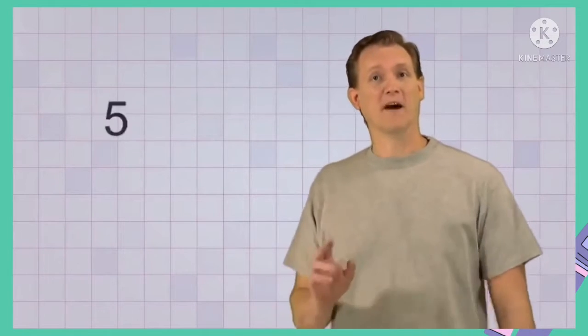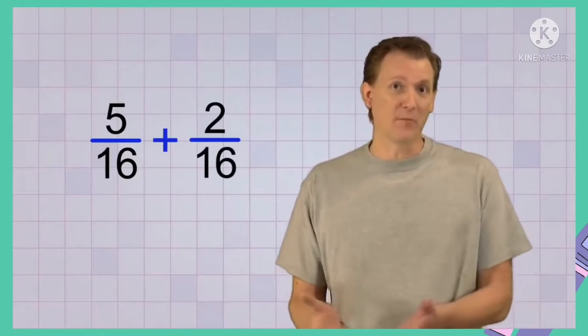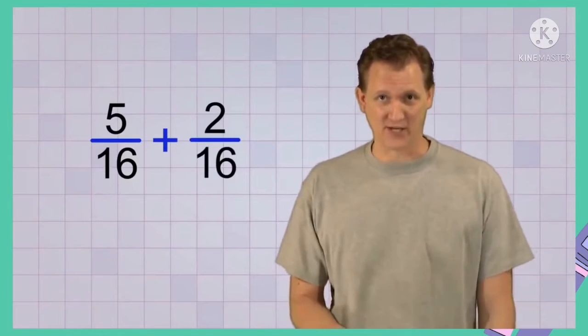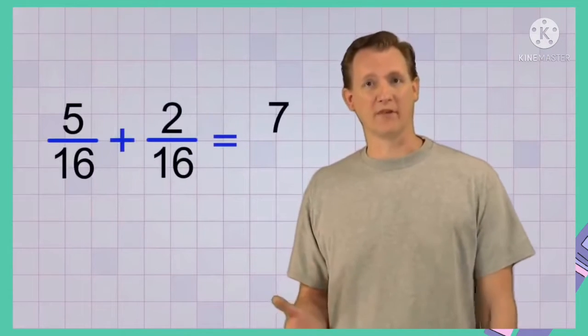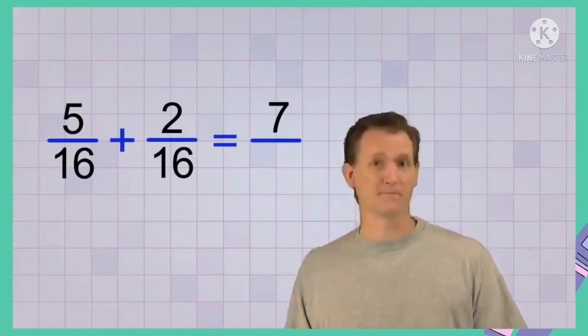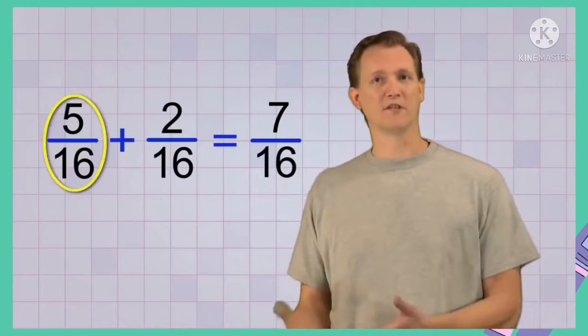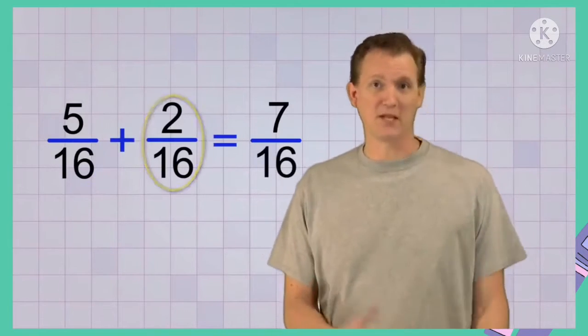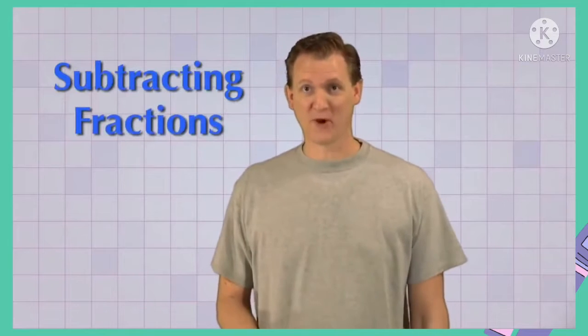Like this one, 5 over 16 plus 2 over 16. Again, since the bottom numbers are the same, it's easy to add these fractions. All we do is add the top numbers together. 5 plus 2 equals 7, and that's the top number of our answer. Then we just keep 16 as the bottom number of our answer. So 5 over 16 plus 2 over 16 equals 7 over 16. Pretty easy, huh? But what about subtracting fractions? Does that work the same way?